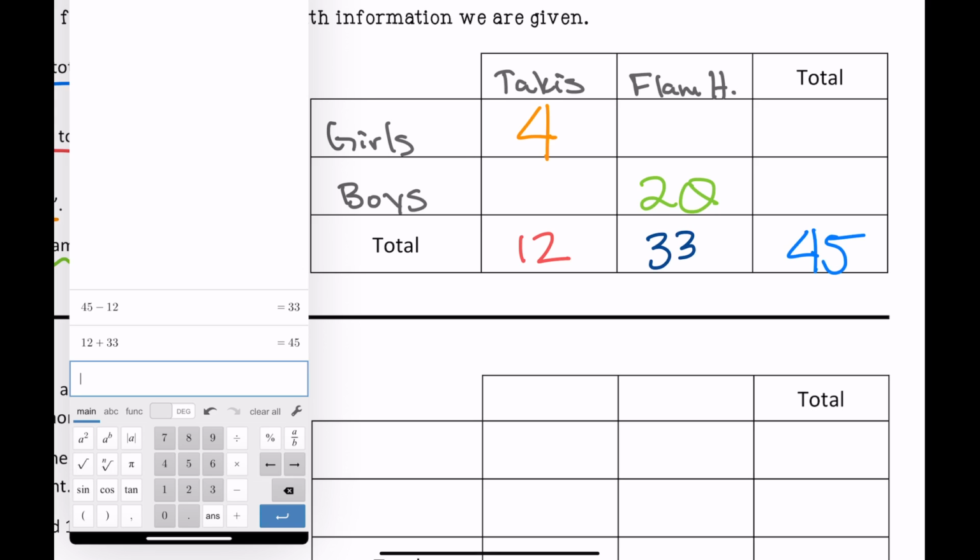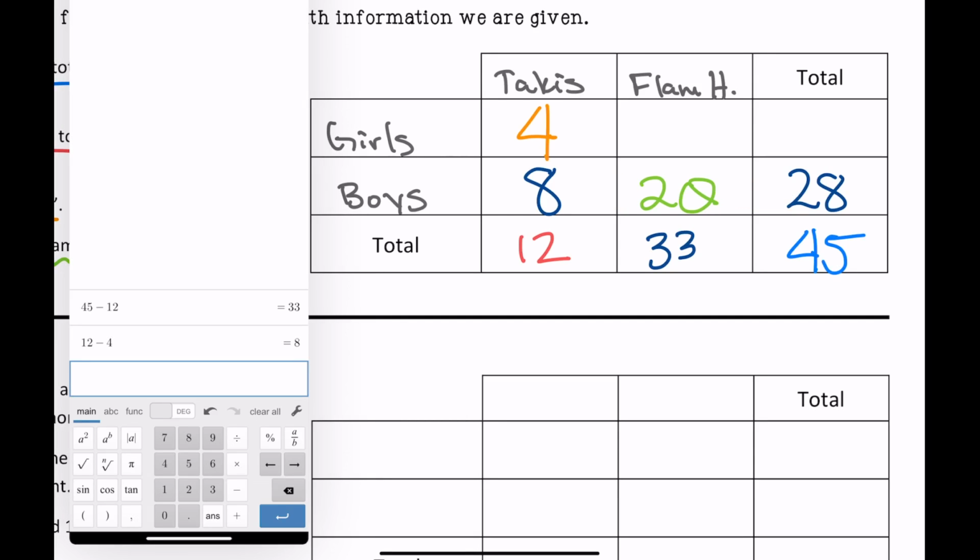All right, now we can figure out this row here because we know the total is 12. So we're trying to figure out 4 plus what number would give us 12? Well, I can do 12 minus 4 to get 8, or if you know off the top of your head it's 8, that's even better. Next, we can figure out this total here because we can do 8 plus 20, which would equal our total of 28.